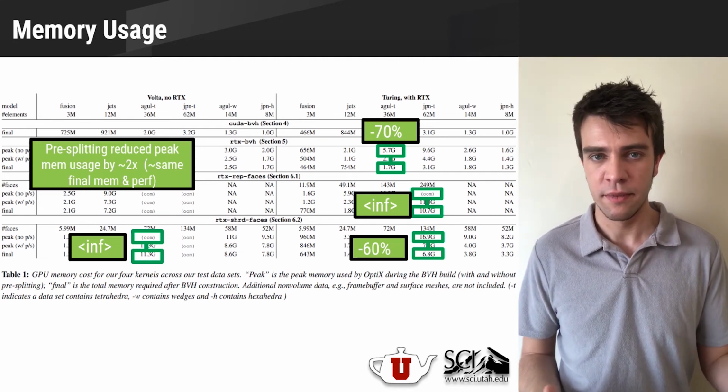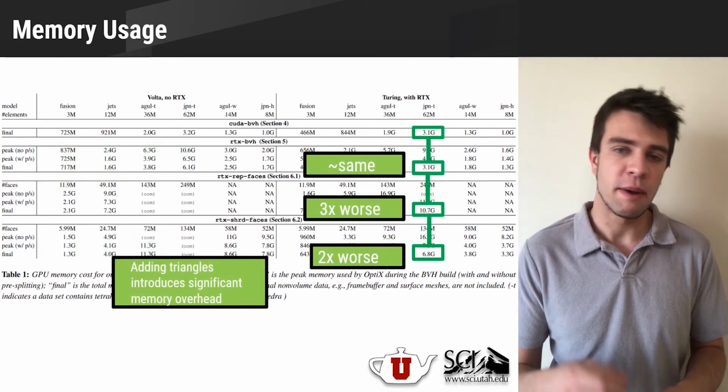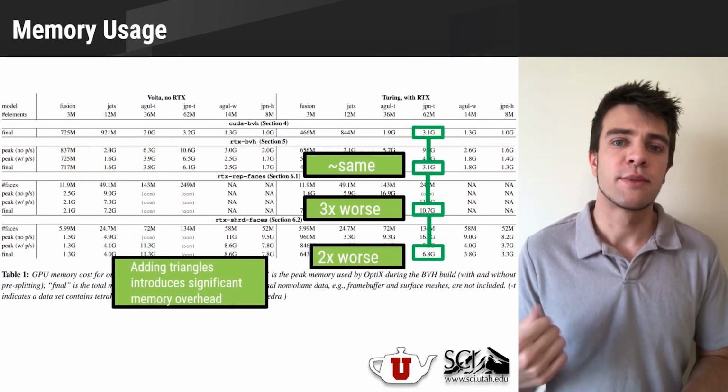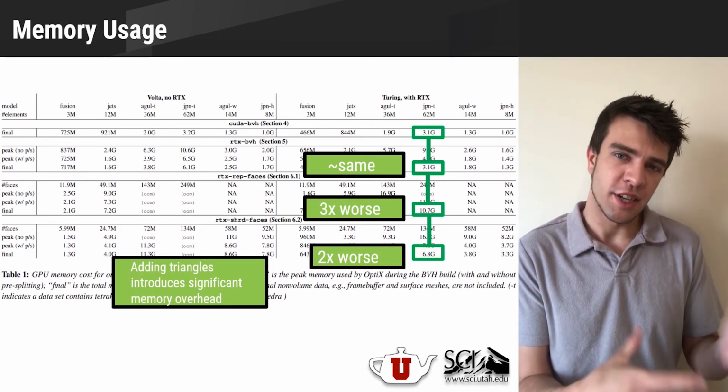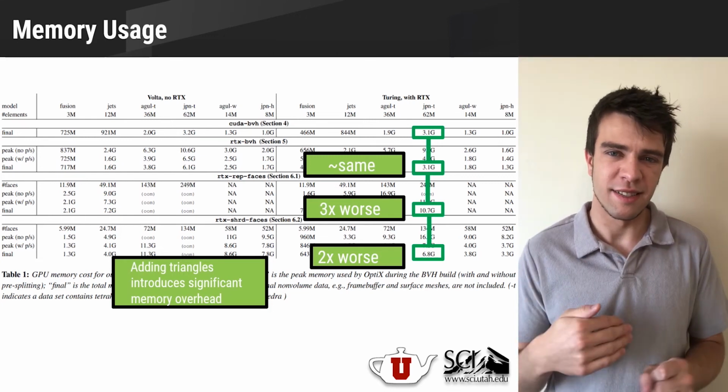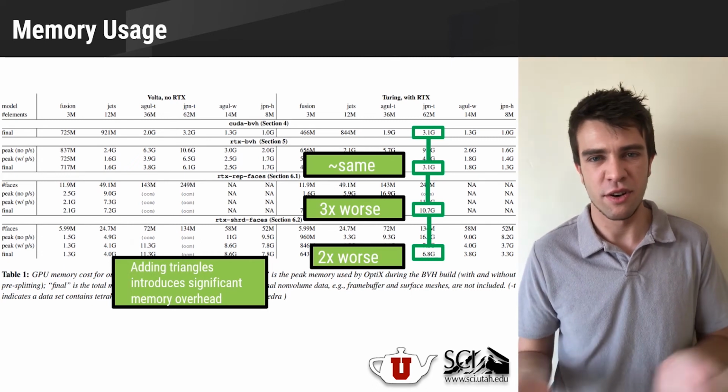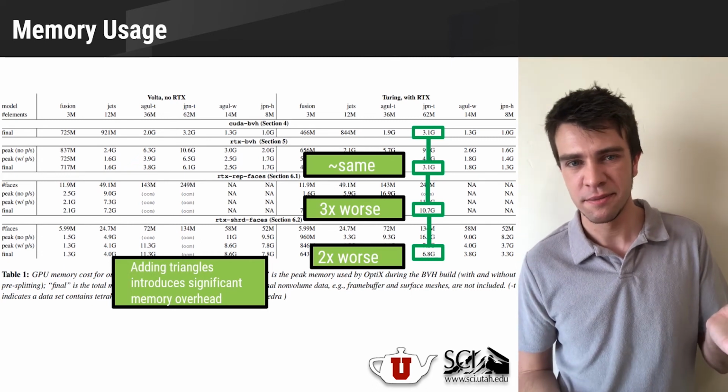Another thing that we found is that our memory usage grows larger and larger as we move to triangle-based methods. In the final method, we don't duplicate shared faces, but we still tessellate our element faces, which we found increases our memory usage over the baseline by about 2 to 3 times.